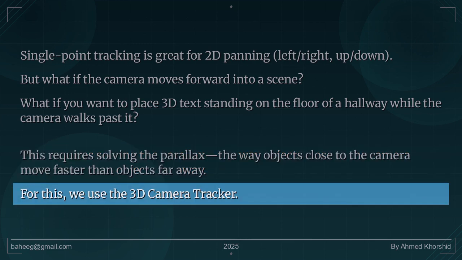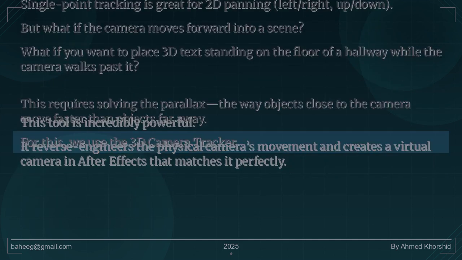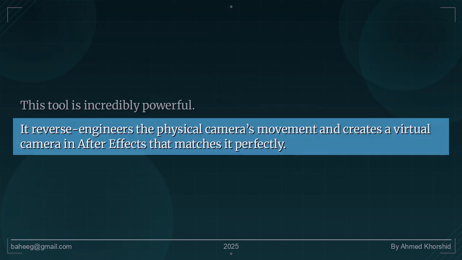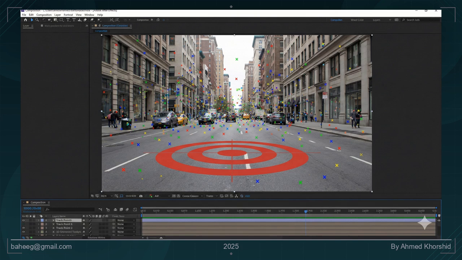For this, we use the 3D camera tracker. This tool is incredibly powerful. It reverse engineers the physical camera's movement and creates a virtual camera in After Effects that matches it perfectly. Figure: a screenshot of city street footage in the composition window. The scene is covered in hundreds of tiny, colorful X marks, track points, of varying sizes. A red target bullseye graphic is flat on the pavement, aligned with the perspective of the road.